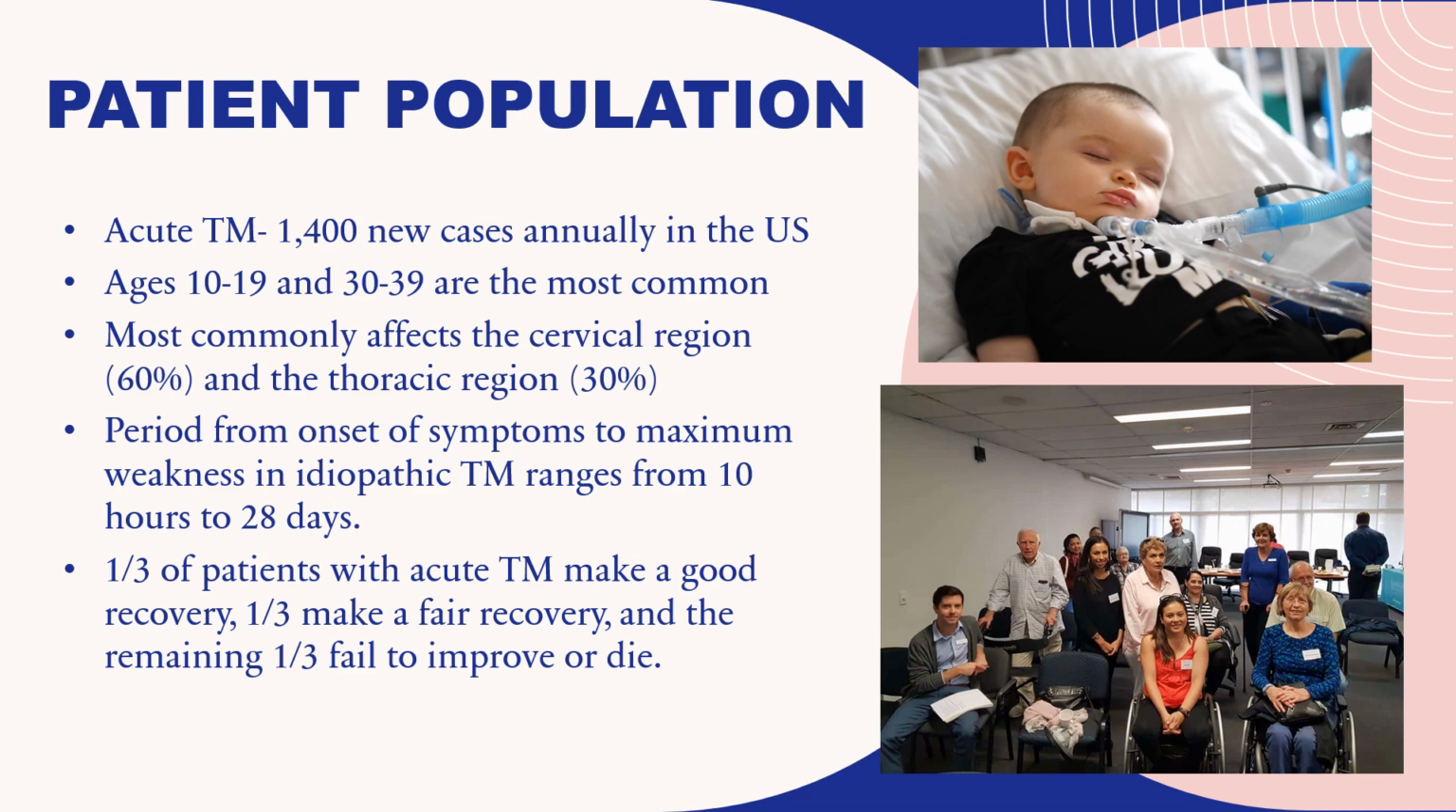Here's just a few facts representing the patient population. Acute transverse myelitis is very rare, with just about 1,400 new cases a year in the US. It can affect individuals of all ages, but most commonly affects the age ranges of 10 to 19 years and 30 to 39 years. In idiopathic transverse myelitis, symptoms can progress anywhere from 10 hours to 28 hours.